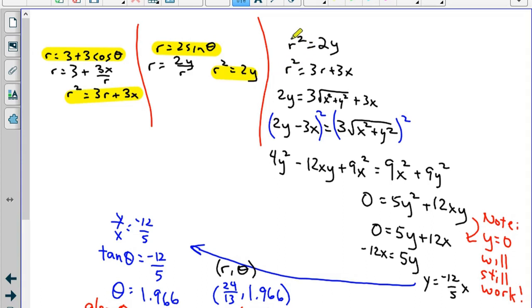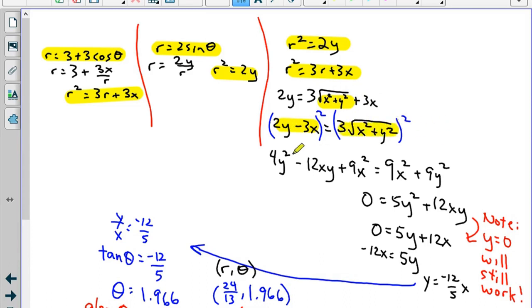Then, and the reason I did this was I think solving this in the TI using function mode is actually really, really complicated. So then I set these two things equal to each other. So I got 2y equals 3r plus 3x. I replaced r with the square root of x squared plus y squared. Then I subtracted 3x from both sides. So I got 2y minus 3x equals 3 times the square root of x squared plus y squared.